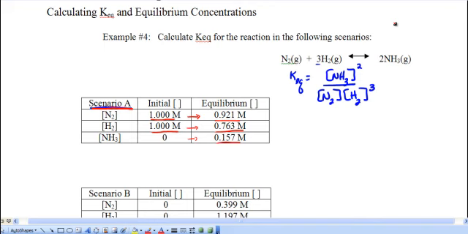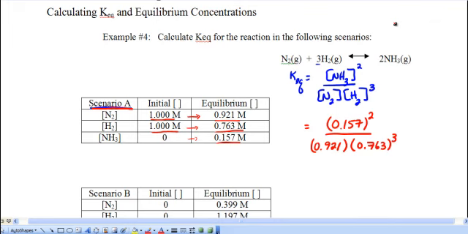And so now all we need to do is plug in those values into the equilibrium expression. So our ammonia goes on top, that's 0.157 molar, and that's going to be squared, divided by our nitrogen concentration, which at equilibrium is 0.921. That's going to be raised to the first power. And we have the hydrogen concentration is 0.763 molar, and that's going to be cubed.